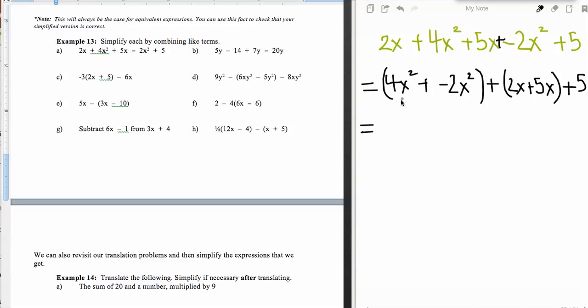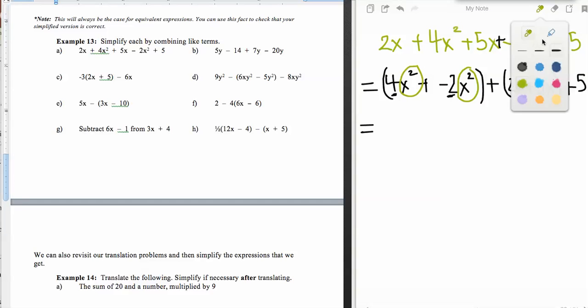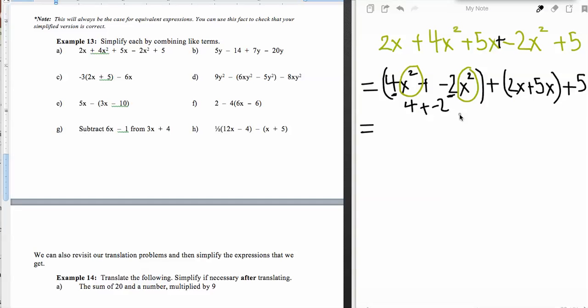And now what I'm going to do is I'm going to be adding these things up, and the way you do that is you look at this one and you look at this one. It's the numeric coefficients. I have these x squareds, and I'm finding out how many of these x squareds I have. That's what it means to combine like terms. So I have 4 of them, and I have plus a -2, and so I have a +2 of these x squared terms.